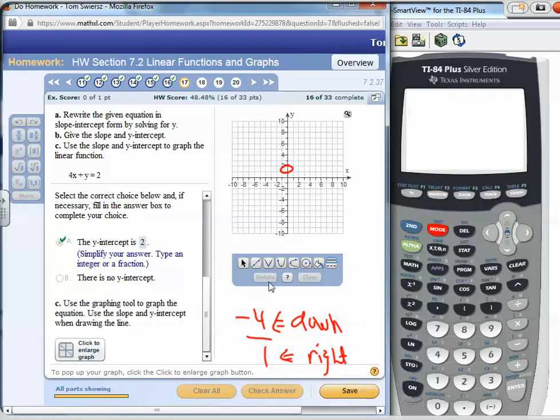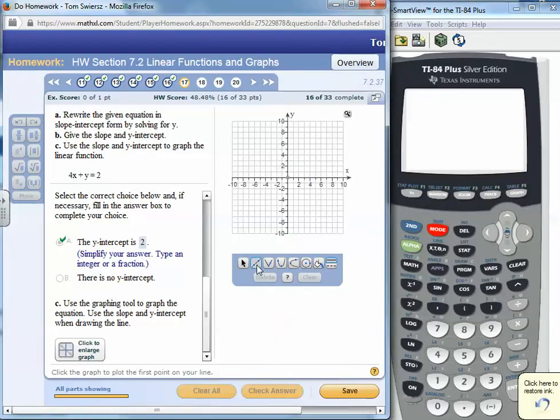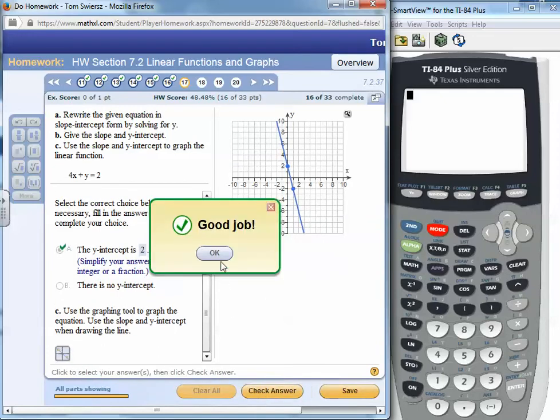Okay, so again, to graph it, we choose the line tool. We first graph the y-intercept, which is a positive 2, so 0, 2. From there, the slope is negative 4, so we go down 4 over 1, which will bring us to that point, and there's our correct answer.